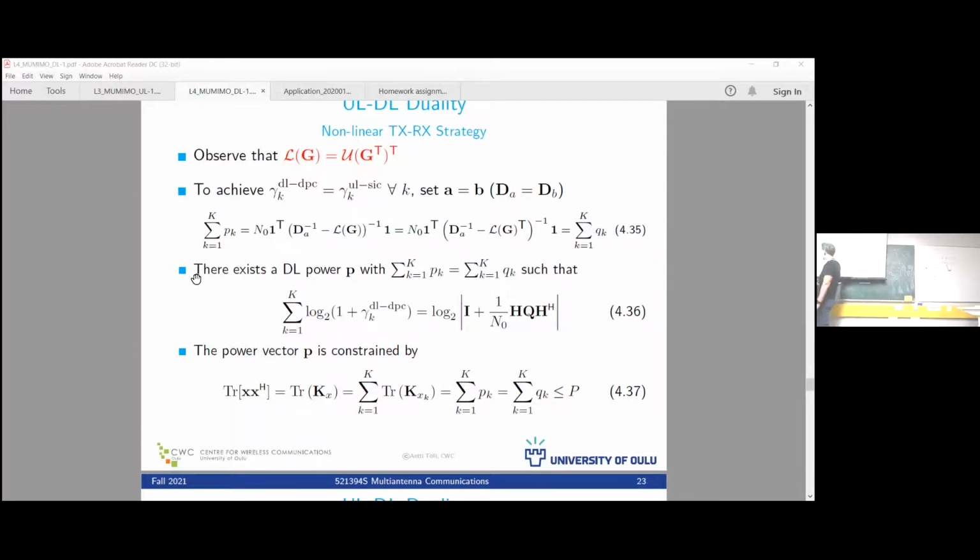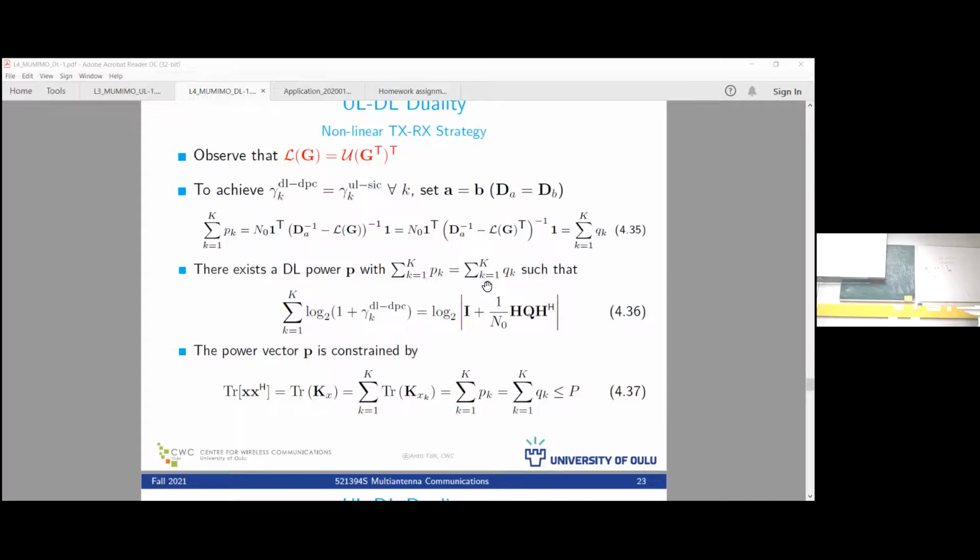So, in other words, there exists a downlink power P with this constraint, the sum power is the same, such that this holds. So now, since we have this, this is the downlink DPC SINR, but we can achieve the same SINR in the uplink. So we just replace this with the uplink MMSE to get this expression, just like in the dual uplink, right?